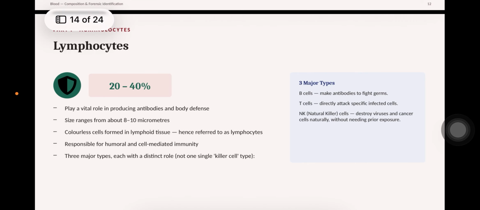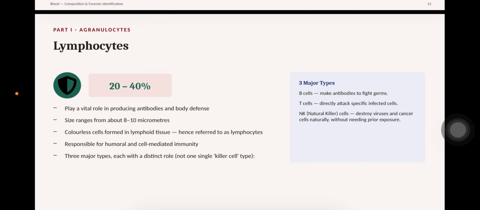Next is lymphocytes. They constitute 20 to 40%. They play a vital role in producing antibodies and body defense. Size ranges from about 8 to 10 micrometers. They are colorless cells formed in lymphoid tissues, hence referred to as lymphocytes. They are responsible for humoral and cell-mediated immunity.